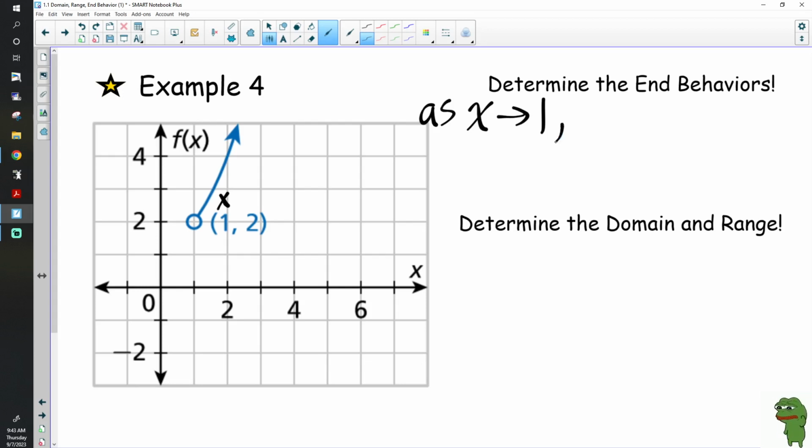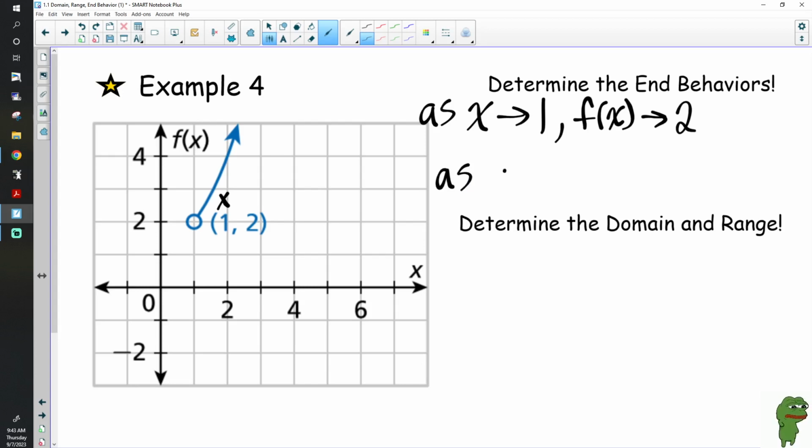As x approaches 1, f of x approaches positive 2. Yep. We're approaching the point. We're getting close to the point 1, 2. We're never getting there. That's what that means. Right side, easy peasy.